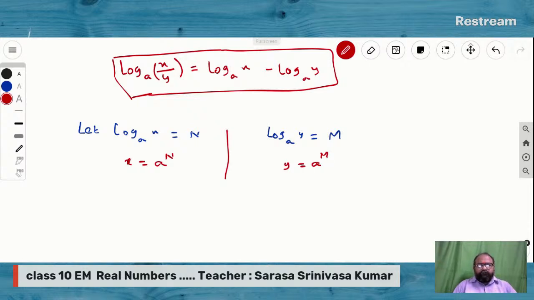Now we consider x by y. x by y equal to a power n by a power m, that equal to a power n minus m.